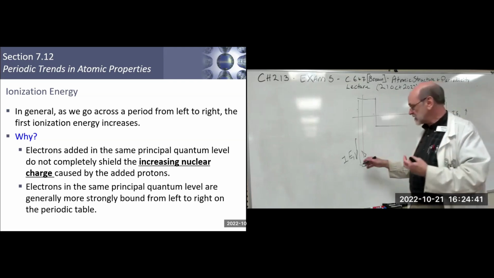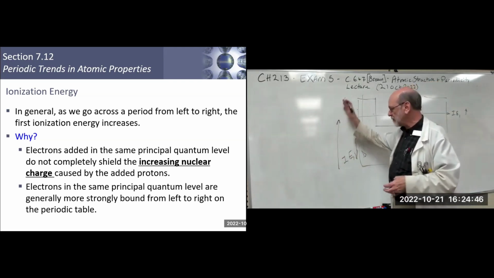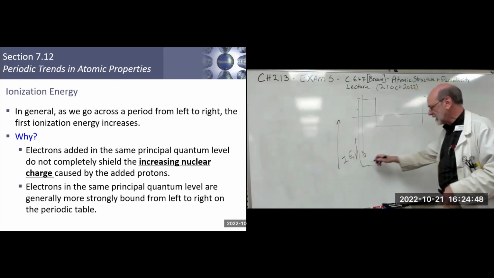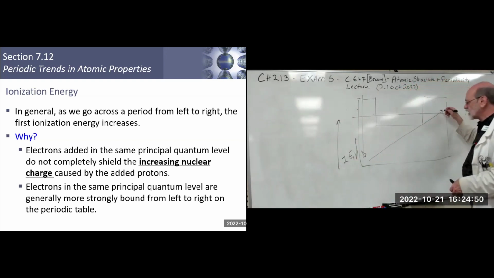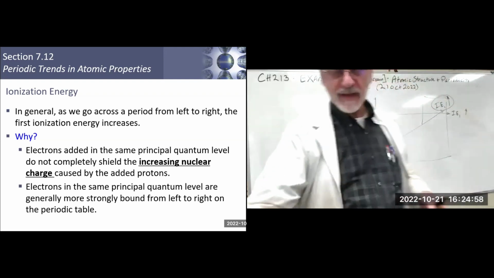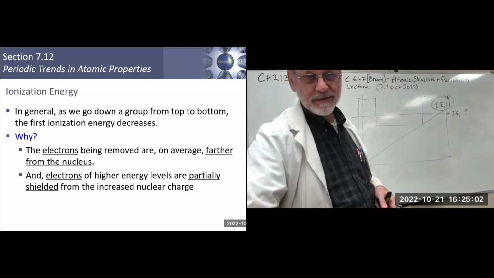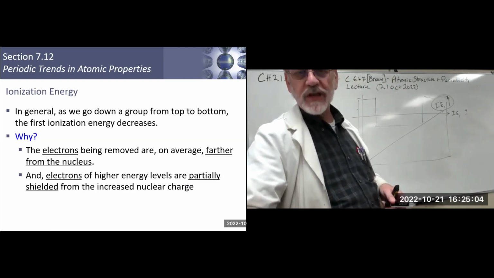Okay, so that means as you go up, you're increasing. So you increase up and you increase to the right. That means from lower left to upper right, first ionization energy increases. Okay? That's the trend and the explanation in one slide. Well, 2 slides maybe.